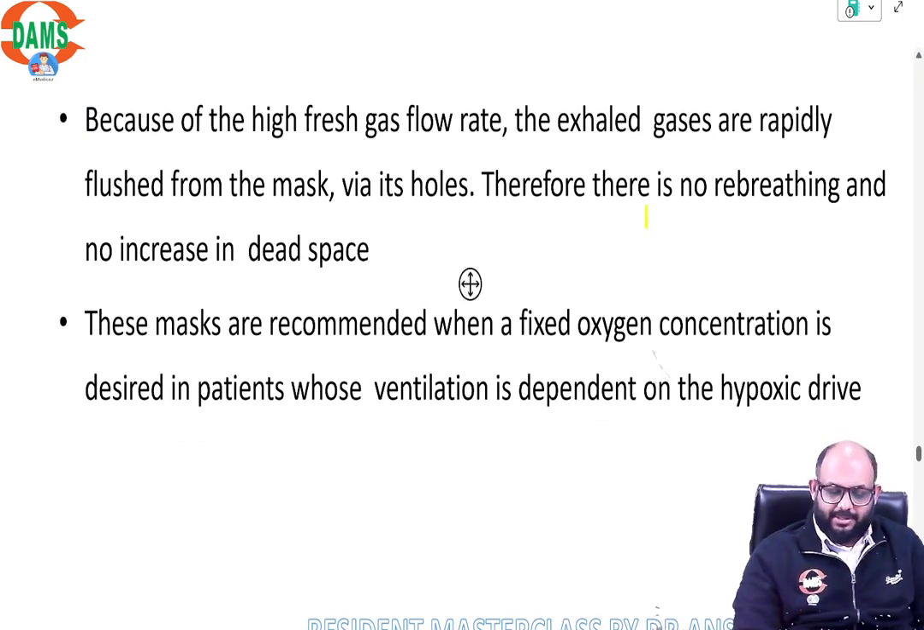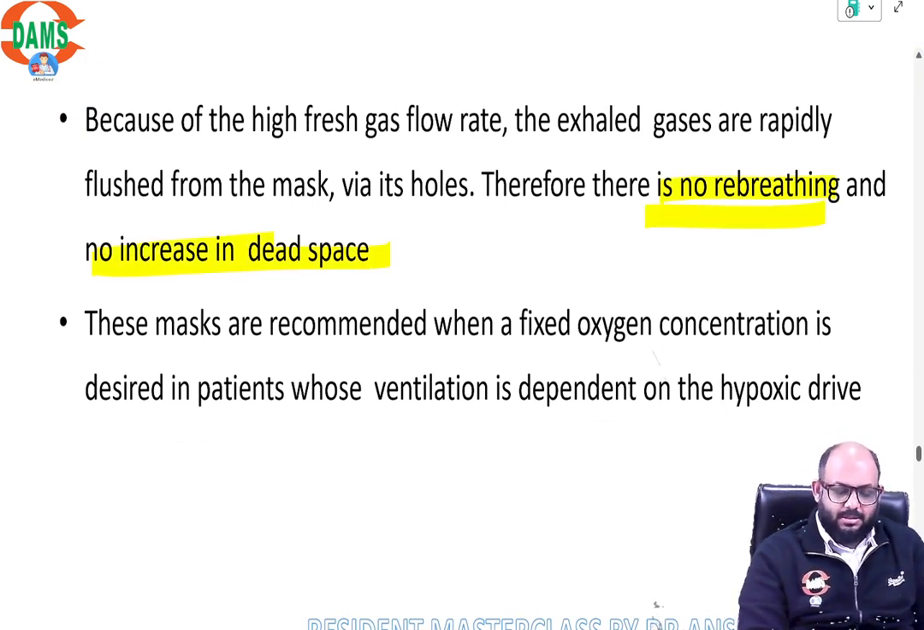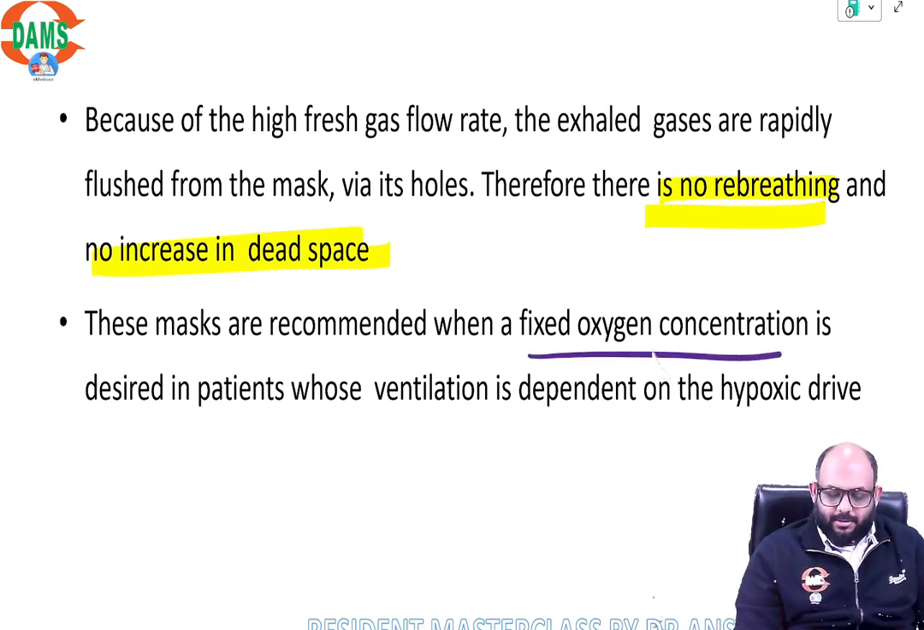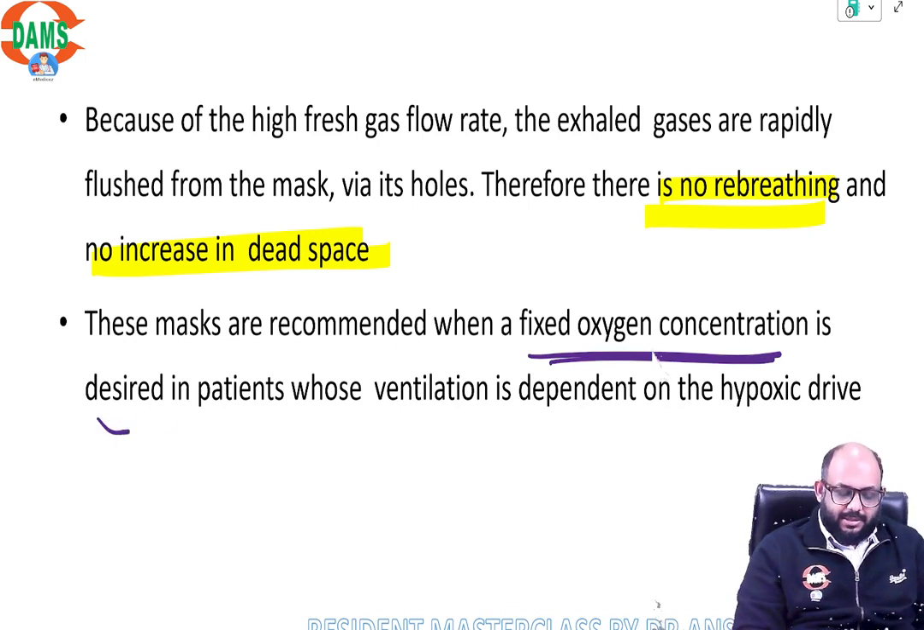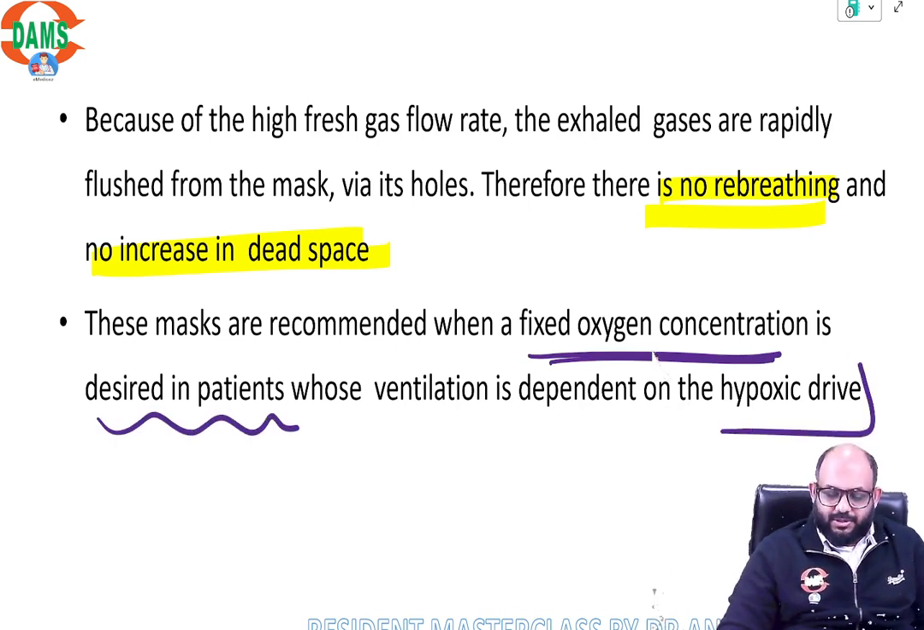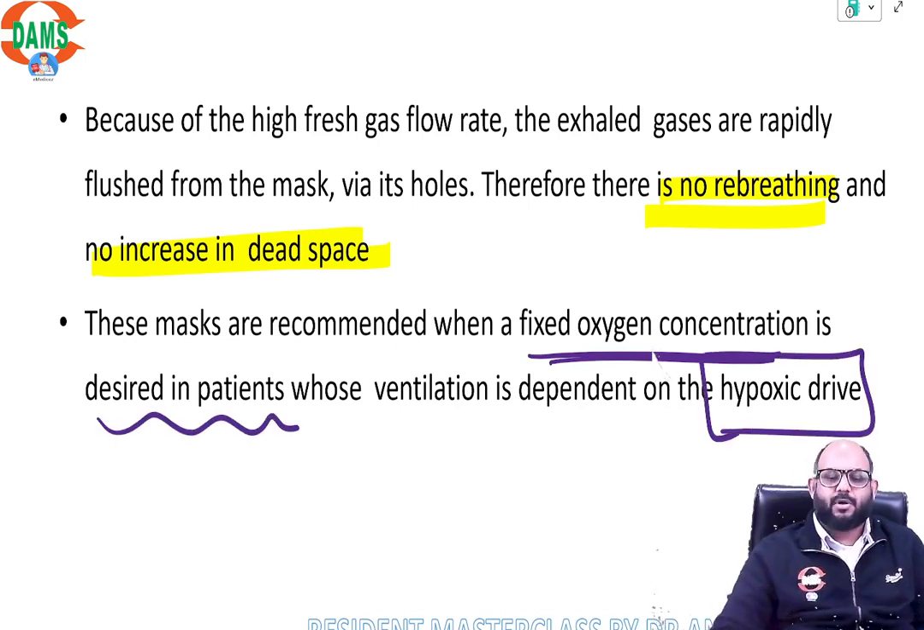There is no rebreathing and there is no increase in the dead space. These masks are recommended when there is a fixed oxygen concentration that is desired in the patient, that is patients with hypoxic drive, that is right up your alley, that is COPD. So I am rarely going to use a Venturi mask, but you as a respiratory physician, you will use Venturi mask a lot.